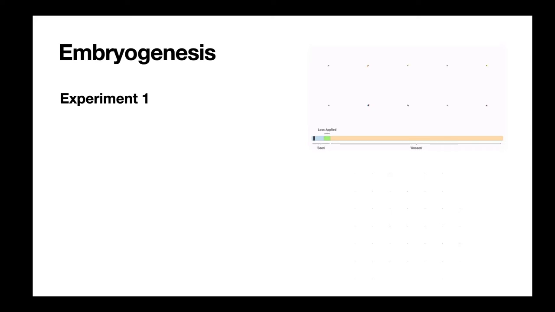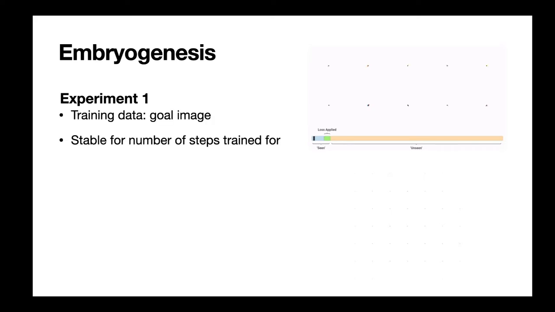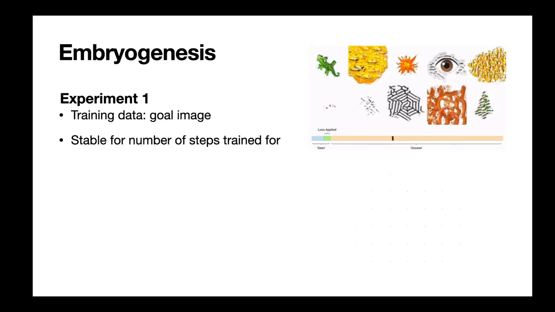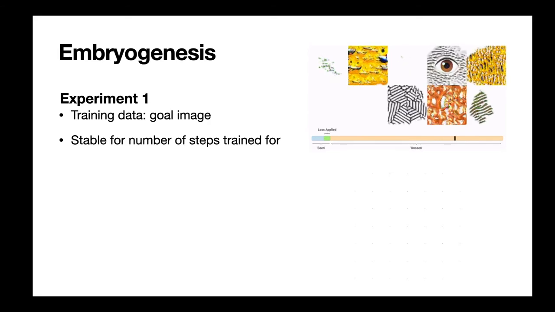In the first experiment, the network was trained only with the current state and the target image. This resulted in a model that is suitable only for the number of steps that the training was run for. As you can see, all results are either unstable or even self-destructive after some extra step.